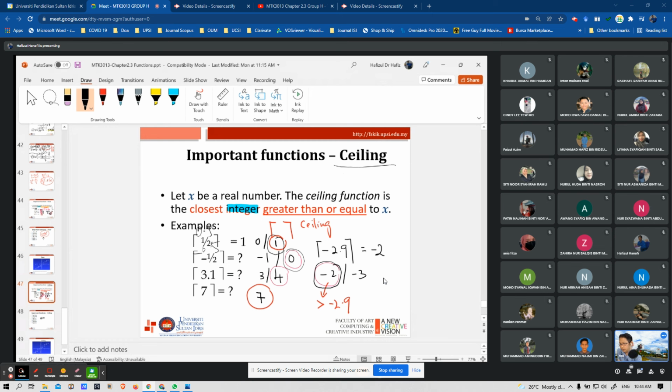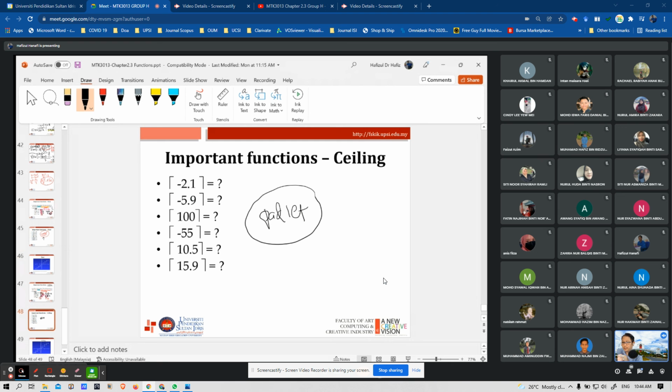You also use this exercise and then upload to Padlet. Okay, so far, do you have any questions?